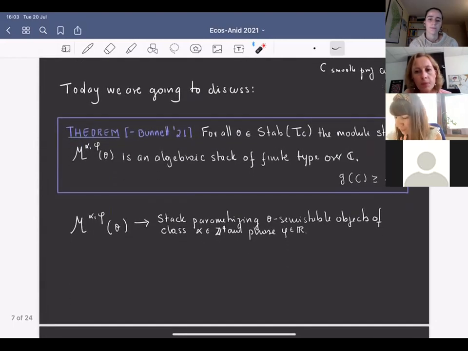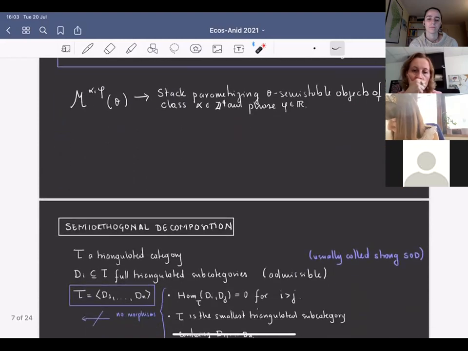Today we're going to focus on just one of them, and it is a theorem that we proved with Dom: for all stability conditions on the category of holomorphic triples over a curve of genus greater than or equal to 1, the moduli stack is an algebraic stack of finite type over C. And actually, it admits a proper good moduli space. I will talk about that afterwards. We're going to focus on seeing how we can prove this.